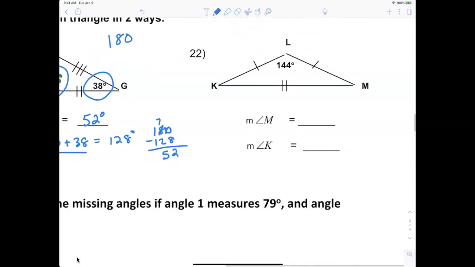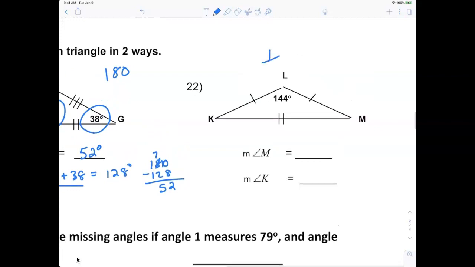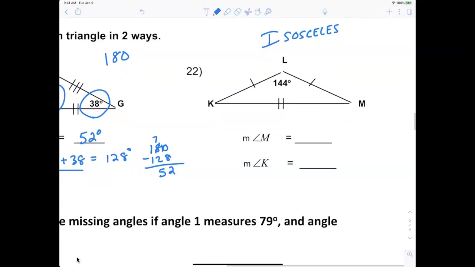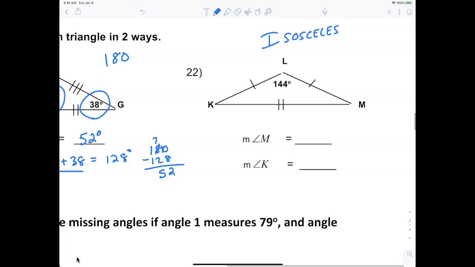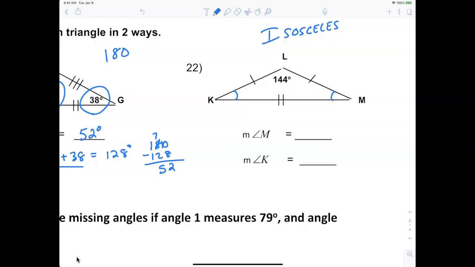Now, this again, remember, is called an isosceles triangle. The reason it is called an isosceles triangle is because two sides are equal. Now, if those two sides are equal, that means these two angles are equal. If those two angles are equal, you have to figure out what they add up to. Now, here's the key, Maddie.